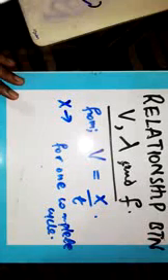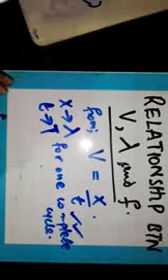Our x will not be x again, but will be wavelength, because the distance covered for one complete cycle is called wavelength. Our t will not remain t again, but will be the period, because the time taken for one complete cycle is called the period.